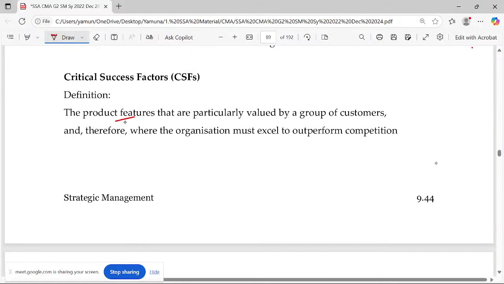These are nothing but the features that are particularly valued by customers, not one particular customer, because obviously you have to satisfy the customer's need. But what happens is you cannot satisfy each and every customer's need. So we'll check the basic needs that every customer wants. Those needs will be considered. So that is the product feature. Therefore, the organization must excel to outperform the competition.